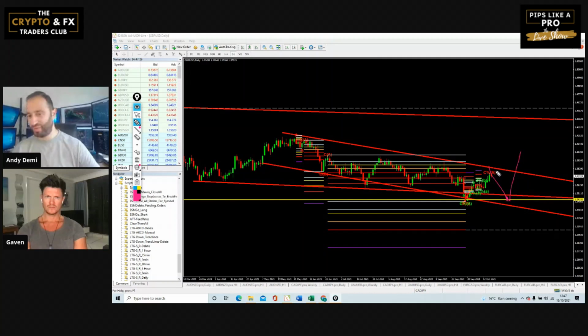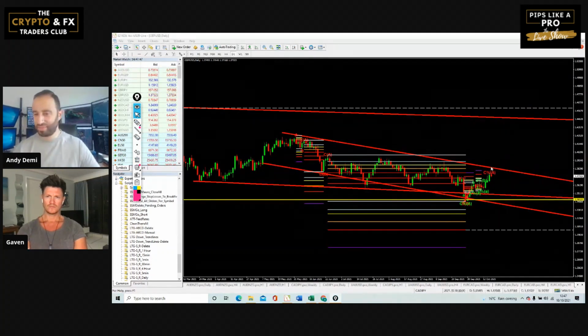Otherwise, the safe way of doing it, as I said before, is let this channel break and then either wait for that pullback or go to the lower time frame and trade it up there. That's really the only way of playing this right now. You're at the upper part of the channel, you're at resistance. It doesn't make any probability sense to get in here. Here, yes, it makes sense. You're going in front of the train, but at least you have the potential upside. Here, you're basically buying straight into resistance.